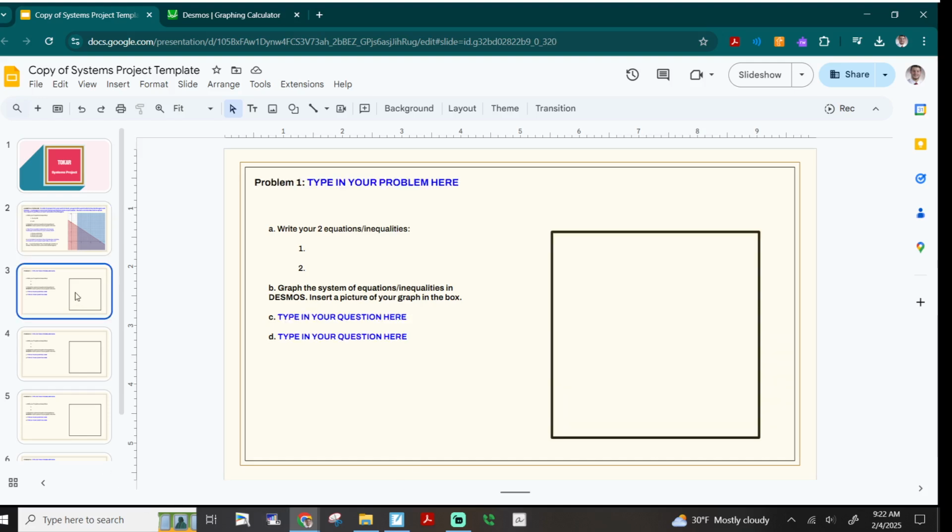You would then move on to your second problem, type it in, and repeat. Okay, I hope that helps for your project. Make sure you go and look over the rubric. There's a rubric for both your project and your behavior in class. That is all, Algebra 1.